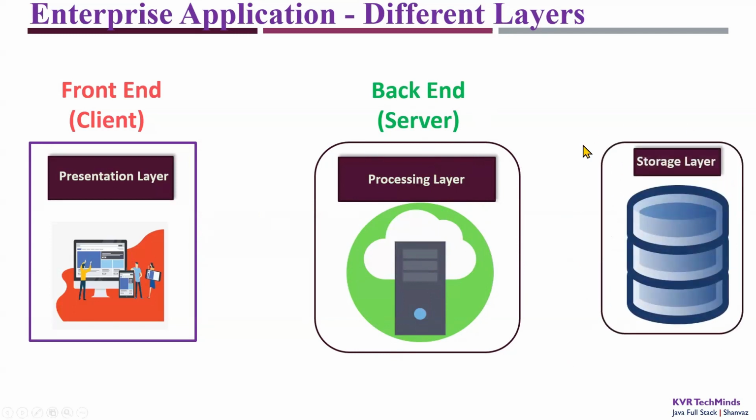Okay, so we also have the storage layer. In my application, if I want to store some information permanently, then you need a storage layer. The responsibility of the storage layer is storing the details or information in my application permanently. That is the role of the storage layer. This is also called a database. We use the database for storing the information. So these are the three important layers we have in an enterprise application. One is a front end, another is a back end, and another is a database.